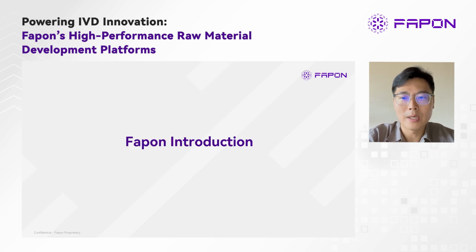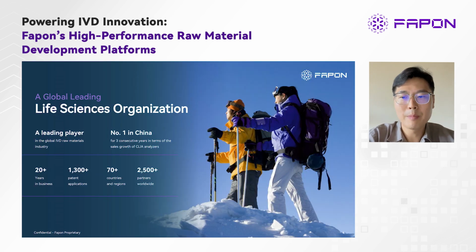Without further ado, I'll get started with the company introduction. Fapon Biotech was first established in 2001 as a raw material supplier company, focusing on developing antibodies, antigens, and enzymes for IVD applications. Over the past 2 decades, we have expanded our business portfolio, providing not only raw materials, but also reagents and open system instruments.